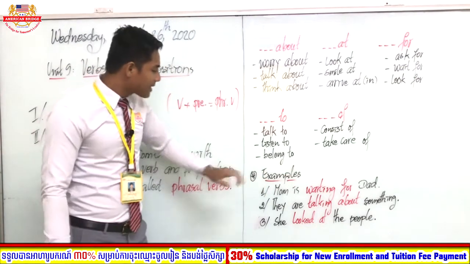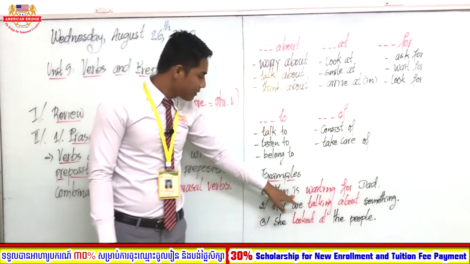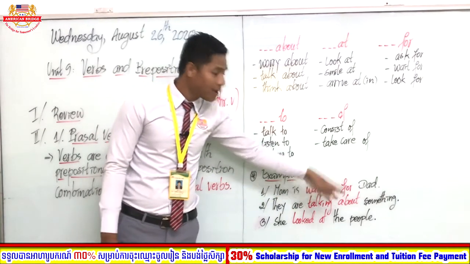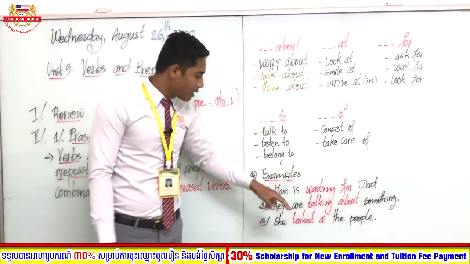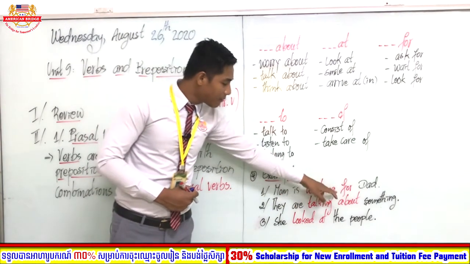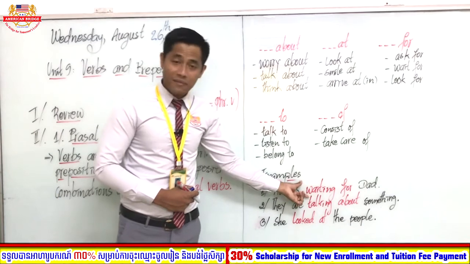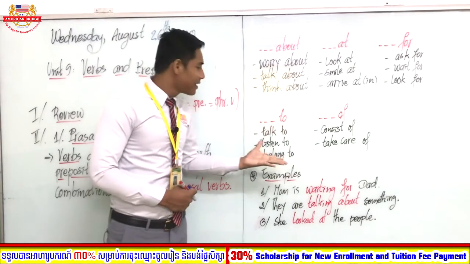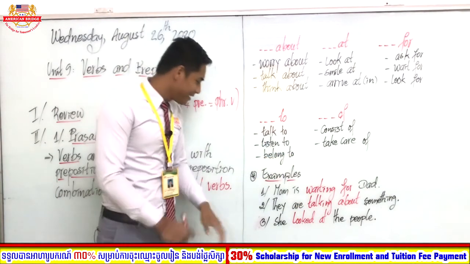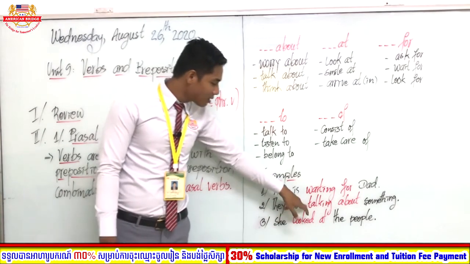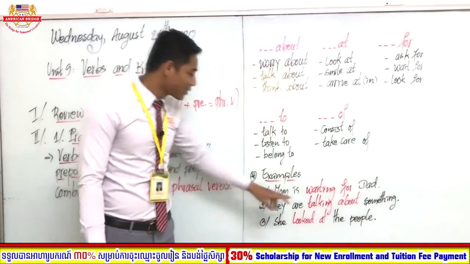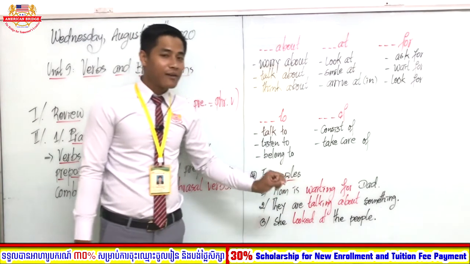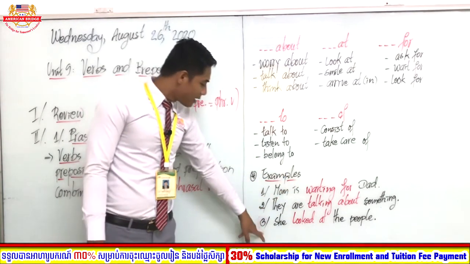So for example, Mom is waiting for that. Waiting for, this is called a phrasal verb. They are talking about something. Talking about something, this is called a phrasal verb.